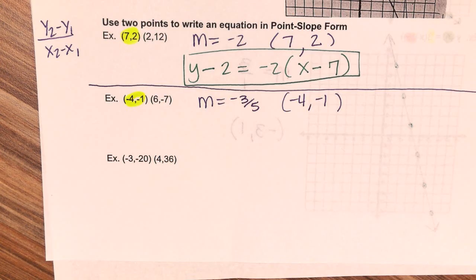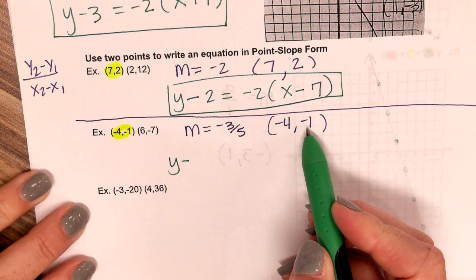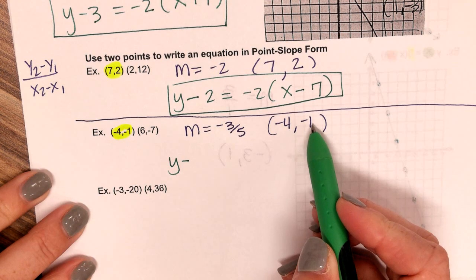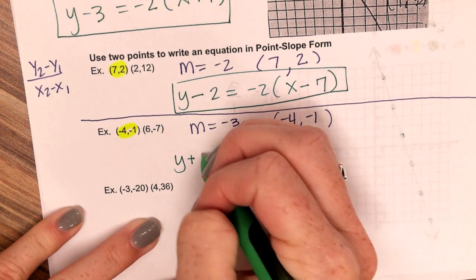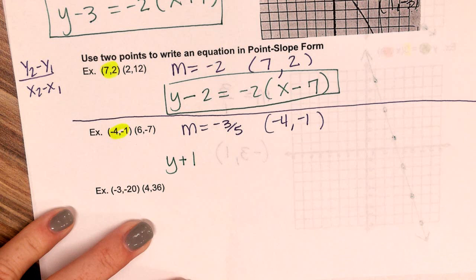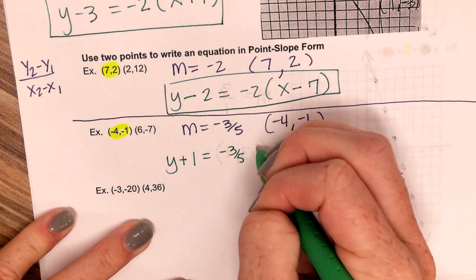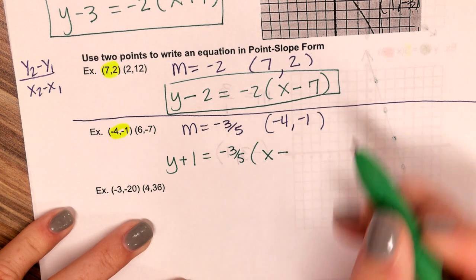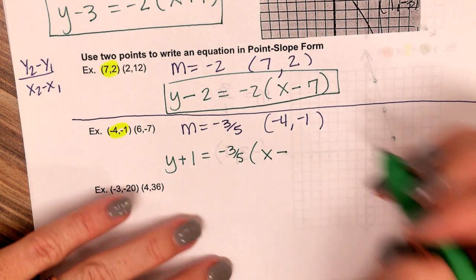All right, so here we go. I need y minus the y value. What is the y value? So what is a y minus a negative? So y plus 1. I'm skipping a step. Are y'all okay with that? Okay, equals my slope, which is negative 3/5, x minus a negative 4. When I have a minus negative, it becomes a plus.